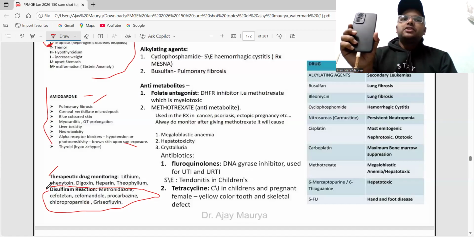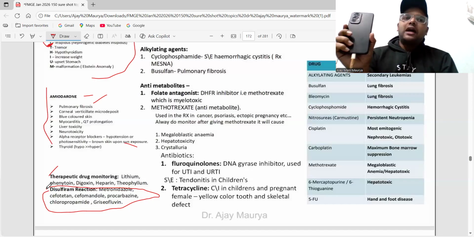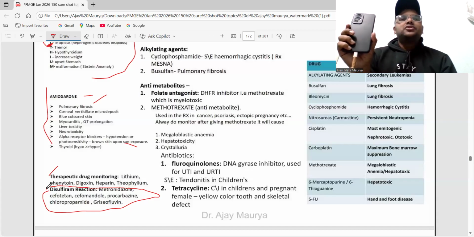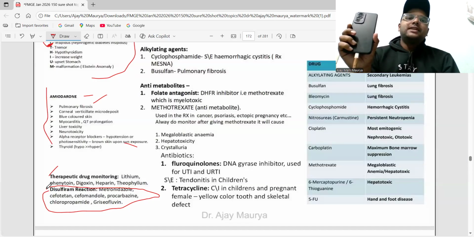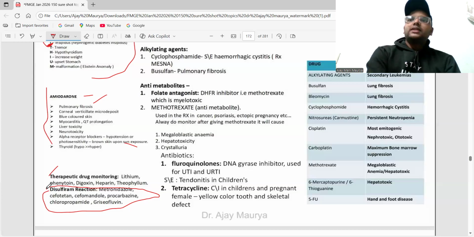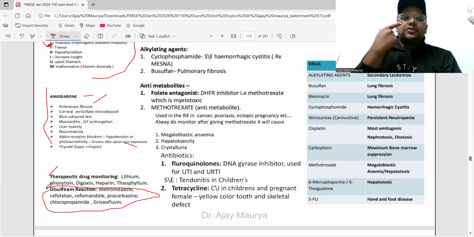After taking this tablet, whenever you drink alcohol, it may lead to several vomitings, nausea. It will give an unpleasant smell also. First of all, you have to take the permission from the patient. If he is okay, then you have to give it. And there is also skin flushing, so you have to take care about that. That's why you have to ask the permission.